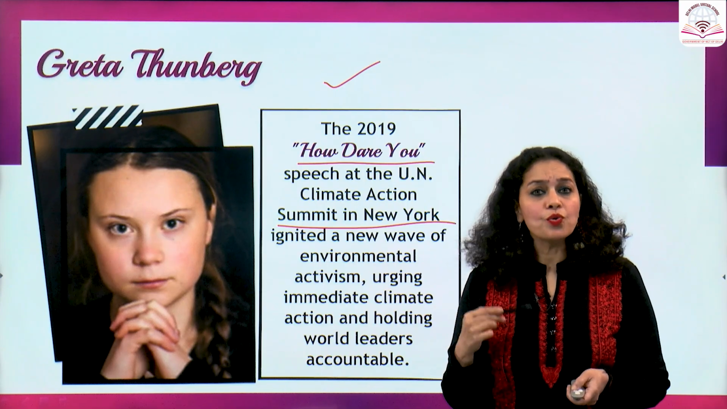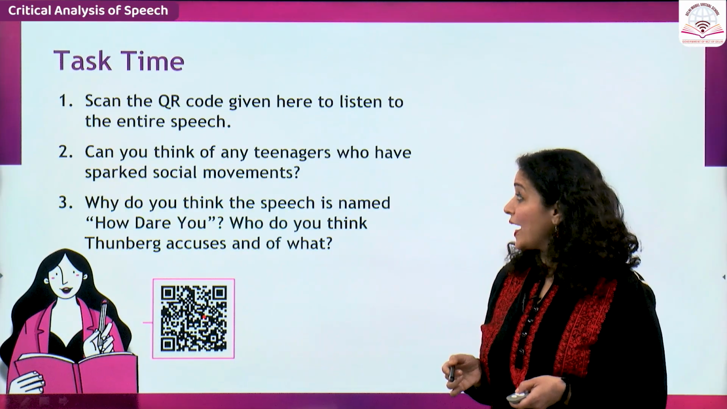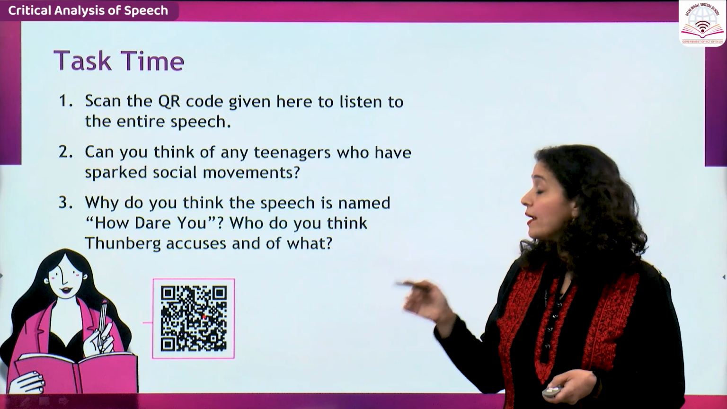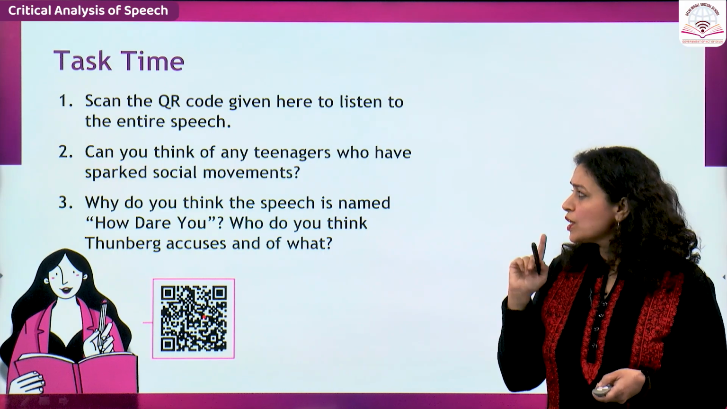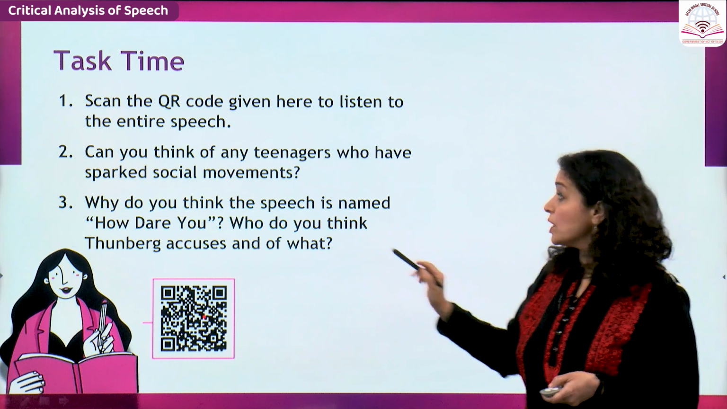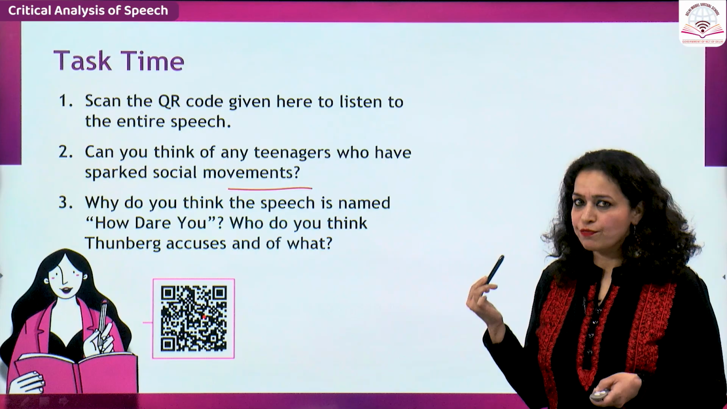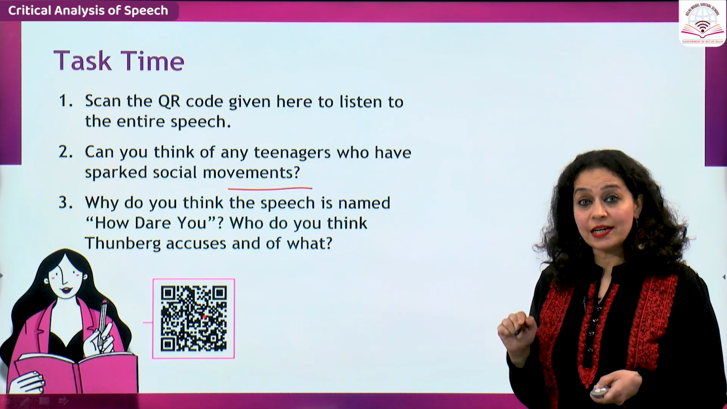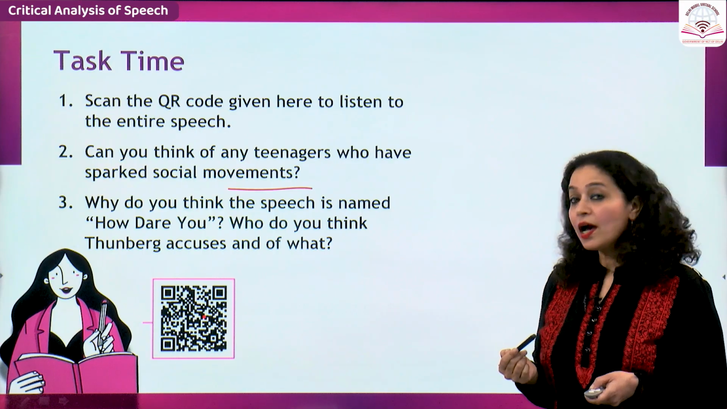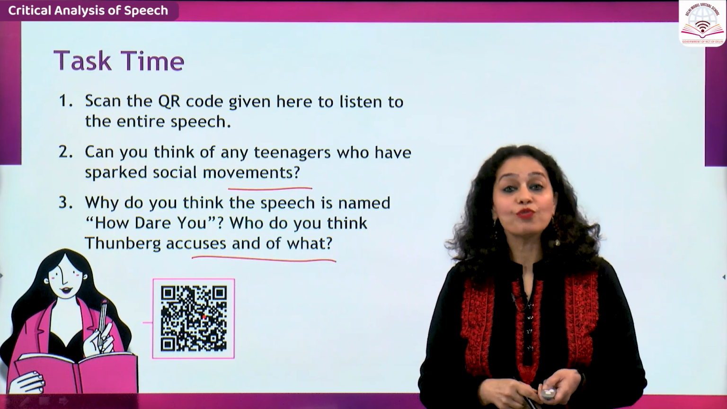So I'm going to leave you with a very interesting task: you have to scan the QR code that is given here and listen to this entire speech. After that, you have to think of any teenager who you think has sparked any social movement. And finally, the most important question, why do you think this speech is titled How Dare You? And who do you think Thunberg accuses and of what?